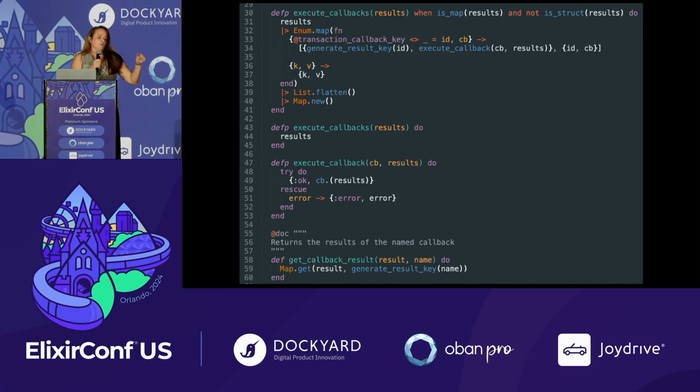Well, we have execute callbacks defined on both lines 30 and 43. The reason for this is that you can use repo.transaction with both multis and just regular repo actions. So we don't want to try to iterate a struct. We only want to look at maps, and if it's a struct, we don't want to look at it, it's going to fall through, and we're just going to return it, because we can only put these callbacks on multis. And then what we're going to do is iterate over the key value pairs in the result set to see which one is namespaced with callback. Now here I've defined a variable, transaction callback key, but that's actually the string callback.